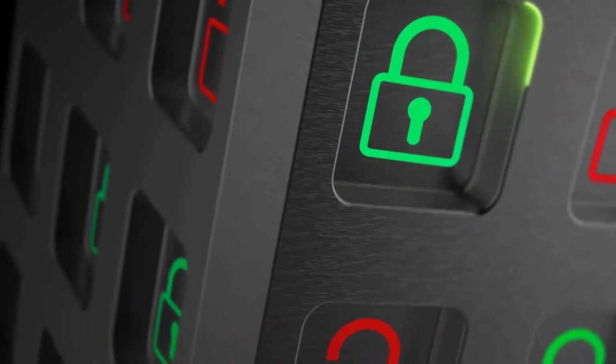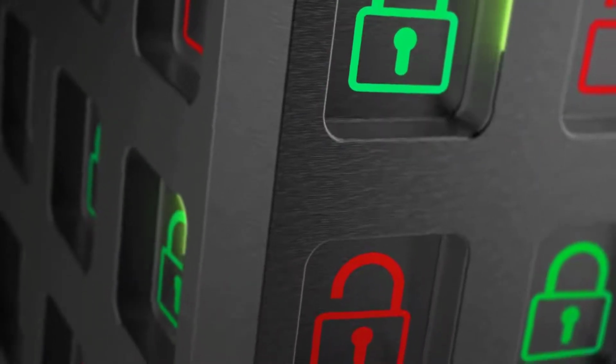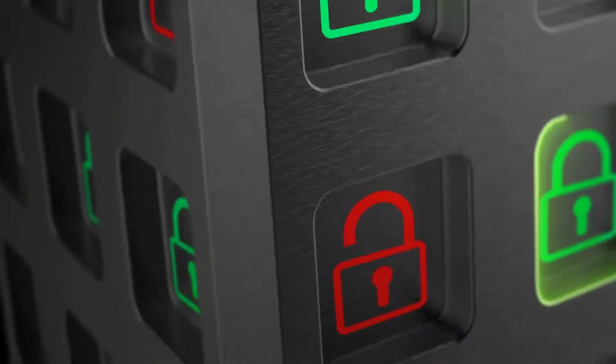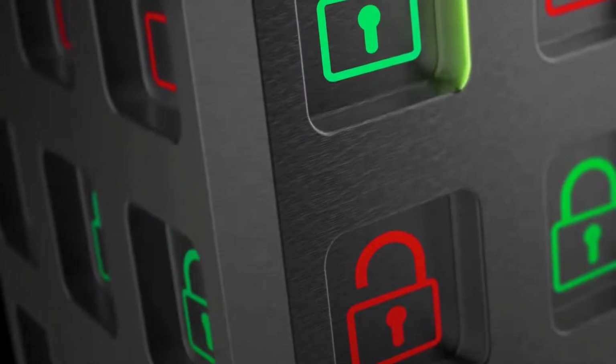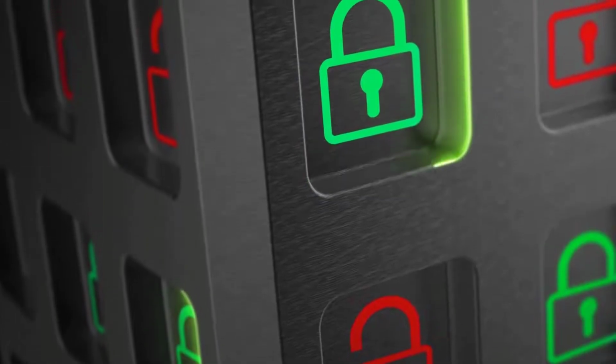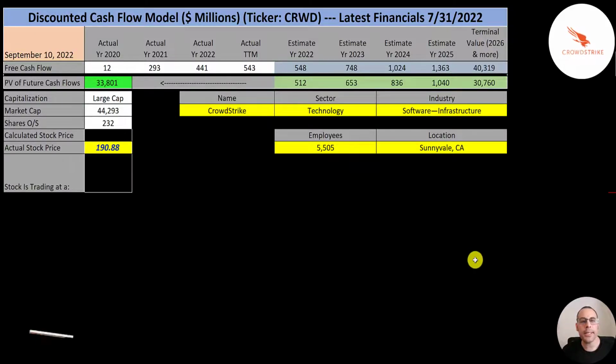It provides endpoint security, threat intelligence, and cyber attack response services. The company is headquartered in Sunnyvale, California. It was founded in 2011. The ticker trades on the NASDAQ. Let's get started with the model.